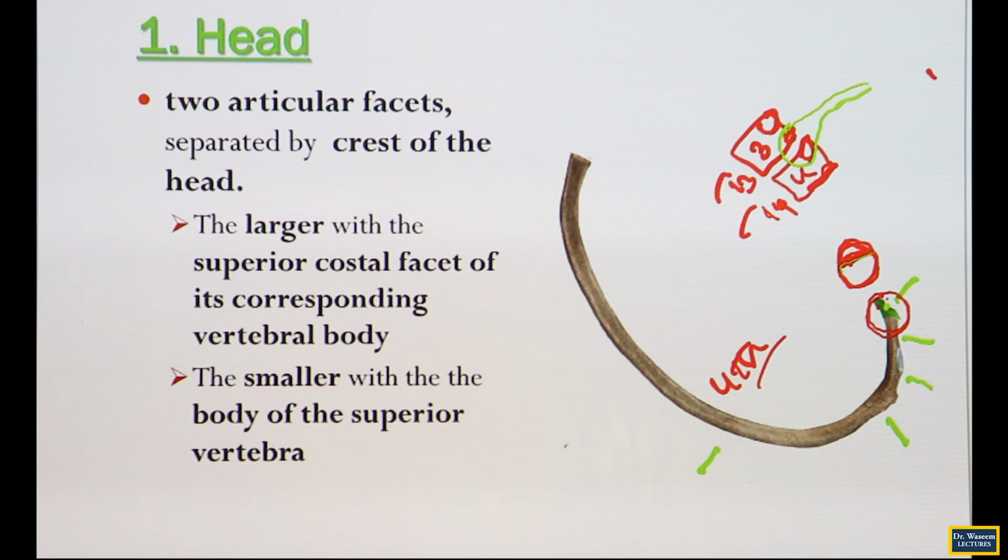Because the rib is basically the fourth rib, its larger portion will be articulated with the superior articular facet of its corresponding vertebra, and the demifacet, the smaller one, will be accommodated by the lower articular facet, the smaller one of the preceding vertebra, the third. A joint has been created here. This is called the costovertebral joint. So this is what we call the head, the first part of the rib.